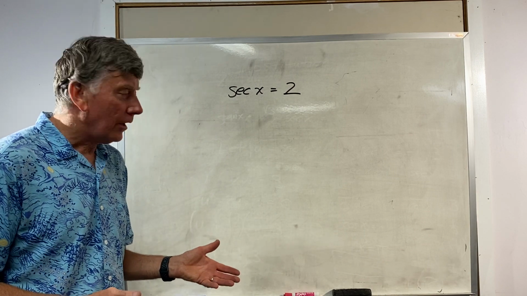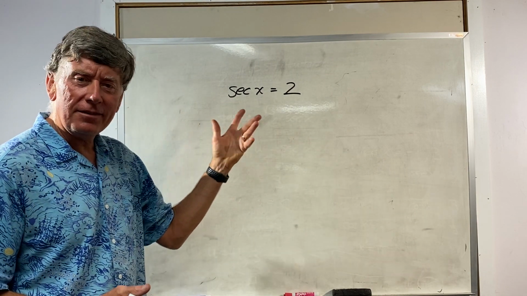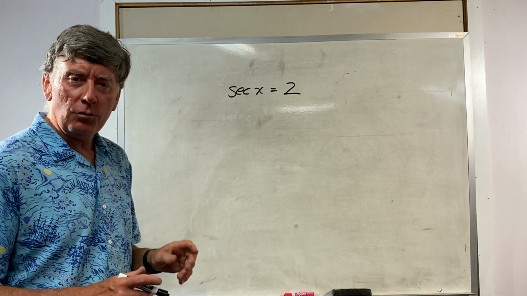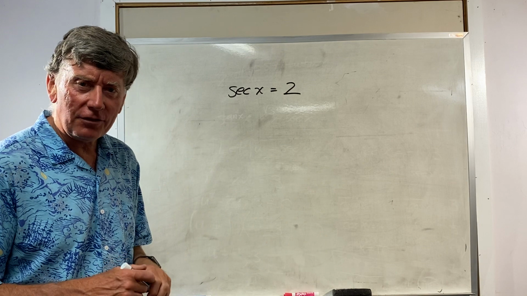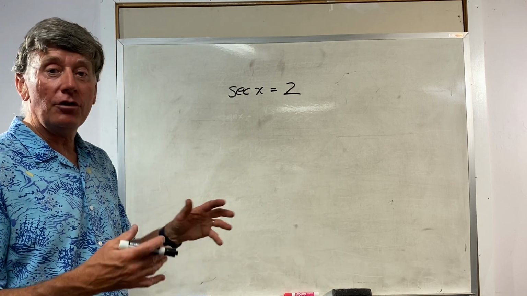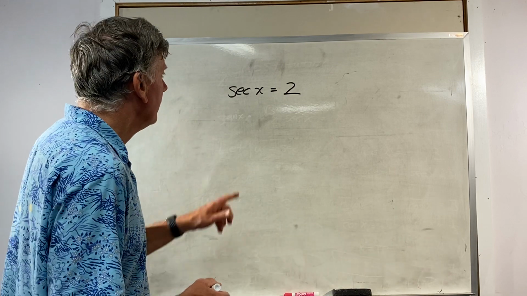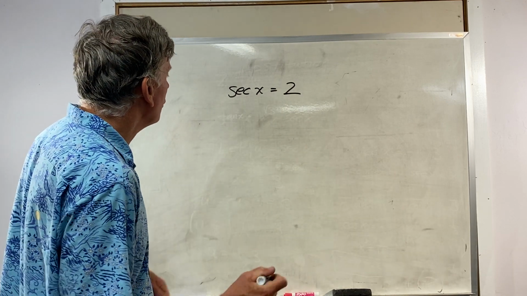I want to give you an idea of how to handle basic trig equations like this, where you're going to get a couple of answers at least. In fact, you'll have an infinite number of answers. Let's talk about that. Secant of x equals 2.